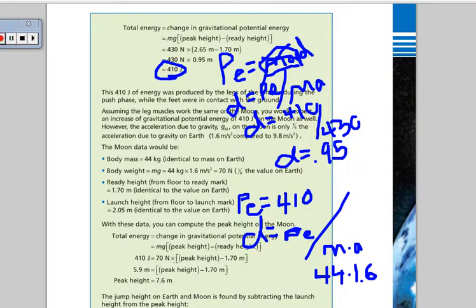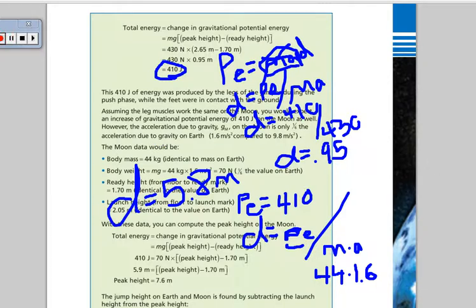So our distance on the moon, given that energy is conserved, is 5.8 meters. And that comes close to how it was calculated: if you were to figure the distance, you take that amount of energy you have and divide it by the mass and the acceleration.